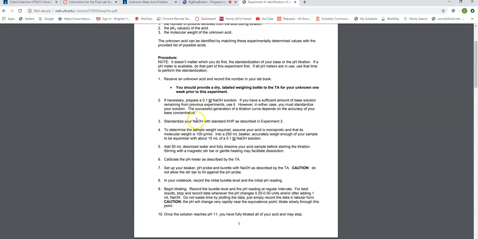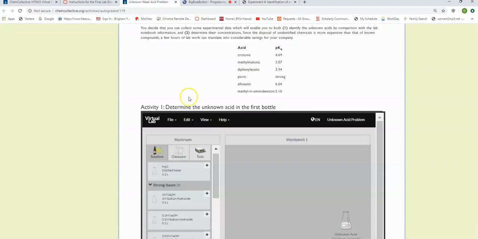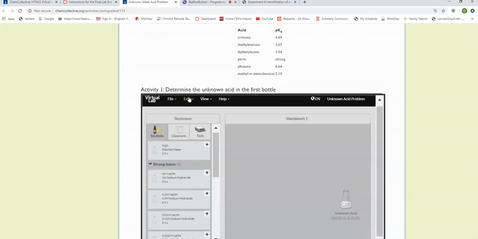So, procedure, standardize your sodium hydroxide with KHP. Well, hopefully we don't have to do that. Let's see. Do we have to do that with this one? I don't think so because it's telling us the concentrations, right?